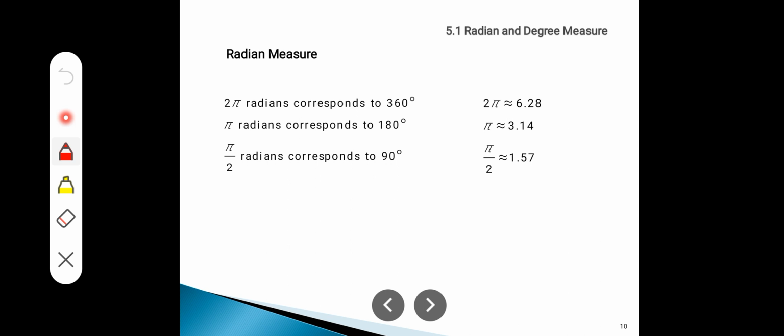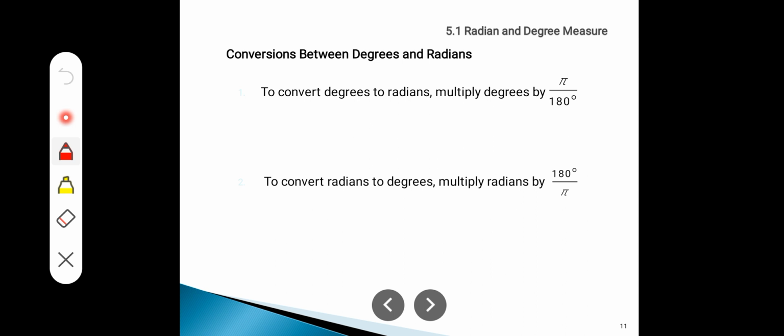Radian measure. 2 pi radians corresponds to 360 degrees. Pi radians corresponds to 180 degrees. Pi over 2 radians corresponds to 90 degrees. Conversion between degrees and radians. Convert radians into degrees by multiplying by 180.